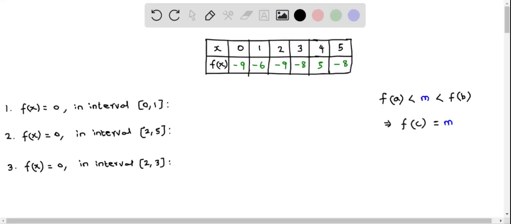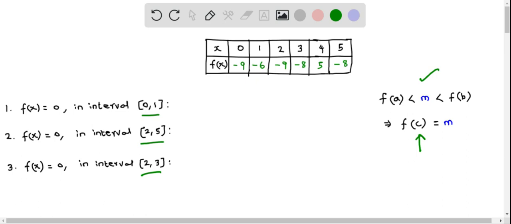We now see whether f of x equals 0 in any of these three given intervals, that is in the interval 0 comma 1, the interval 2 comma 5, and the interval 2 comma 3. For that we are going to use the intermediate value theorem, which states that if m is a value which lies between f of a and f of b, then there exists at least a c such that f of c equals m.